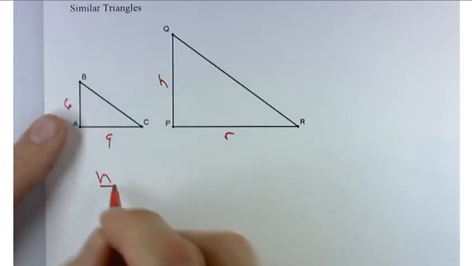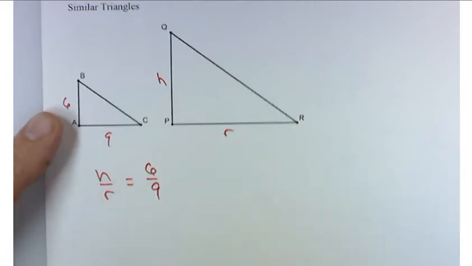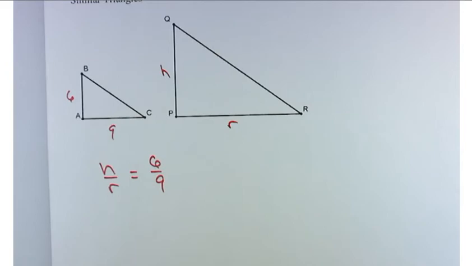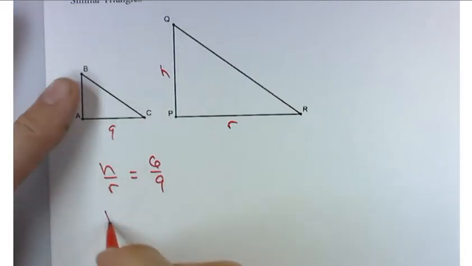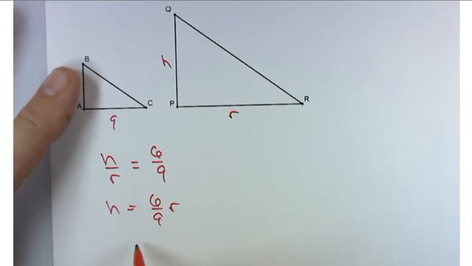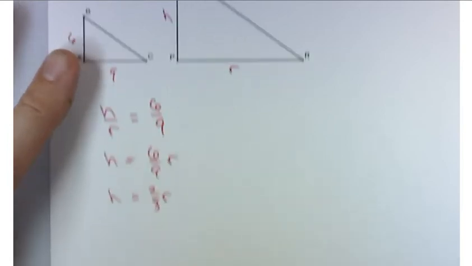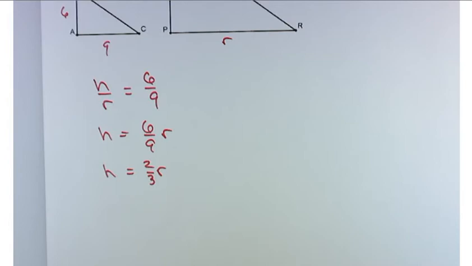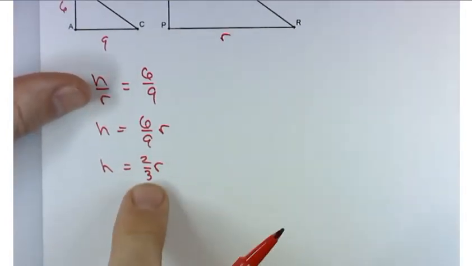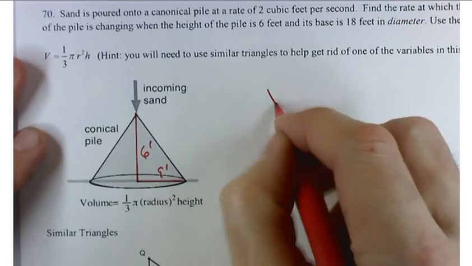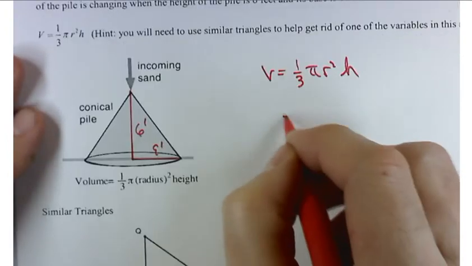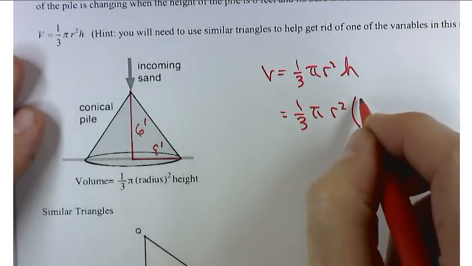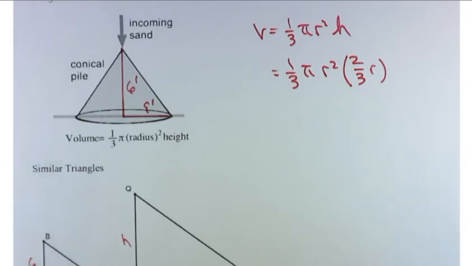Now, why do I need that? I can get the height in terms of the radius. So H equals 6/9 times R, and you're probably better off rewriting that as 2/3 times R. So this defines the height in terms of the radius. Nice. Well, what does that do for us? That allows us to get rid of one of our variables in the formula. So let's go all the way back up here. The volume is 1/3 pi r squared h. I can replace this now with 1/3 pi r squared times 2/3 r. Let's clean that up a little bit. We'll get 2/9 pi r cubed, and that's V.